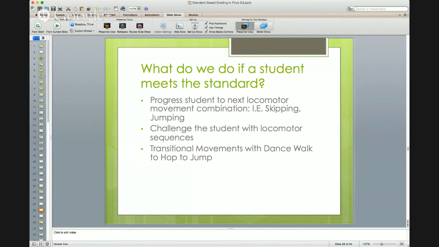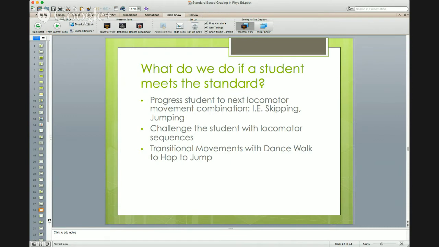So standards-based learning, you're looking at the needs of each individual student. You're not just looking at your whole class. You're trying to figure out what can I do to improve each student in my class. So that was if a student did meet the standard. That was some of the things you do.